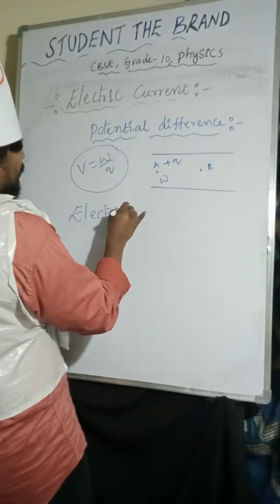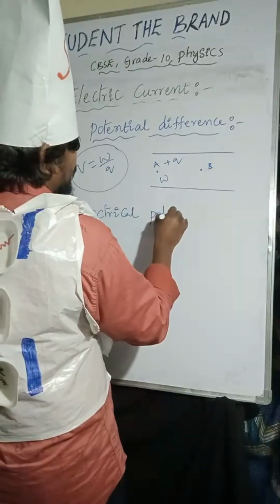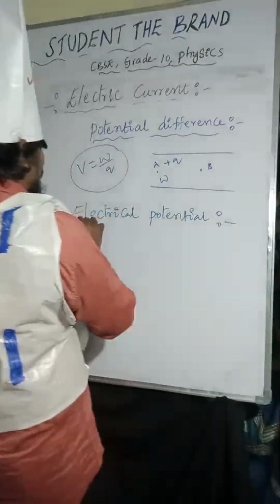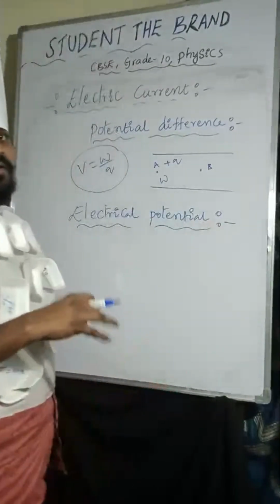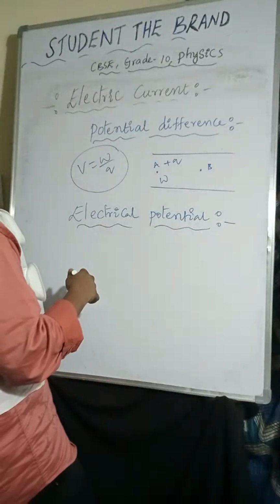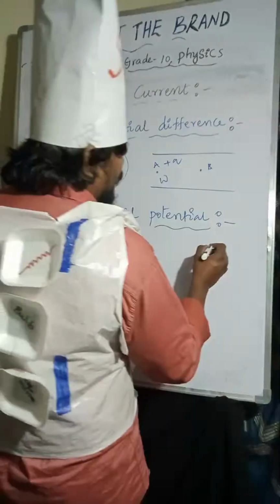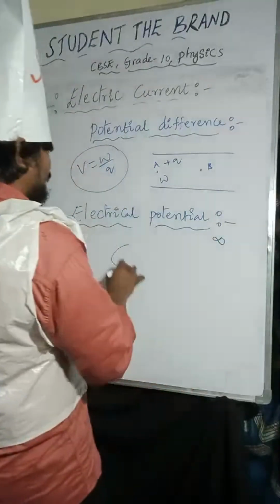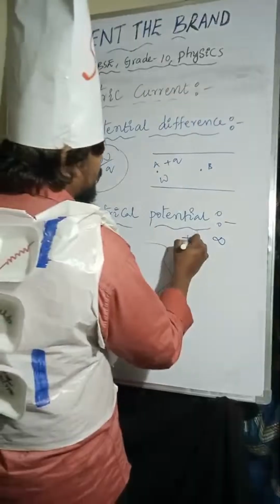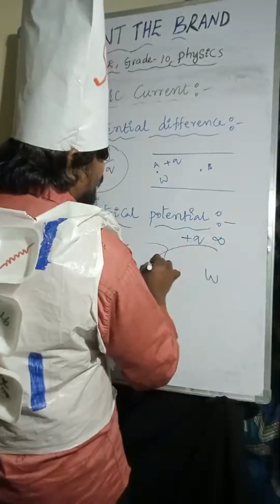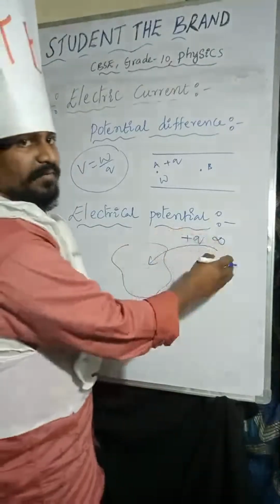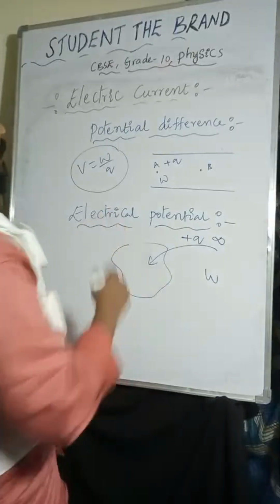Coming to electrical potential: electrical potential is nothing but the work done to bring unit positive charge from infinity to the required field. I am taking this infinity, and this is the required field. We are doing some work to bring unit positive charge from infinity to the required field, and that is called electrical potential.